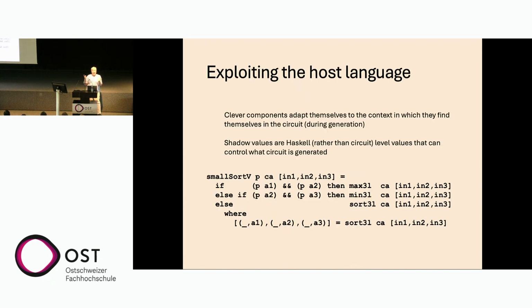And how did I do this cleverness? I exploited this two-level thing, and I have what I call shadow values. So there's Haskell level values and there's circuit level values, and I can maintain in the Haskell level information about how sorted things are, and then I can place small circuits that apply a circuit to the shadow values and decide what circuit to put in at that point based on the knowledge that's encoded in the Haskell level values. So this was the trick that I had to use to get from 98 to 96.